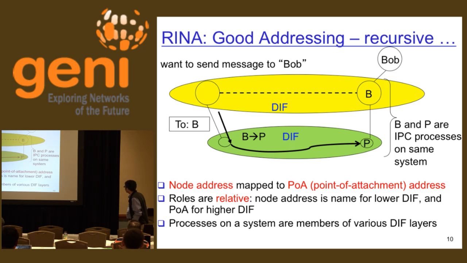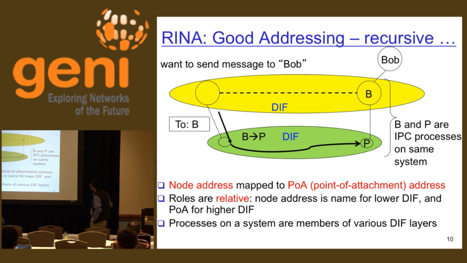So basically, this B here is the process address in this DIF. P is the process address in this DIF. P is viewed as a point of attachment for this guy, B. So the addresses, think of them as relative addresses, not static as in the current internet architecture. This node address here is actually viewed as an application name from the point of view of this lower DIF that needs to be resolved to a particular node address. And this name is also a point of attachment from the point of view of the higher layer DIF, right? So there is a relative addressing going on there.